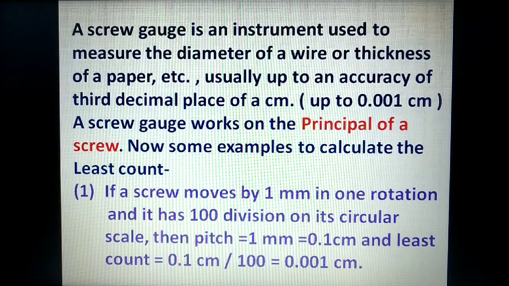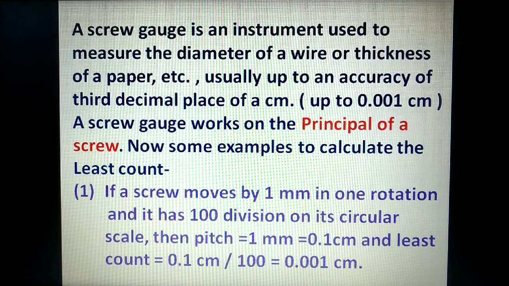Now a screw gauge is an instrument used to measure the diameter of a wire or thickness of a paper, etc. Usually up to an accuracy of third decimal place of a centimeter, that is up to 0.001 centimeter. A screw gauge works on the principle of a screw. Now some examples to calculate the least count.